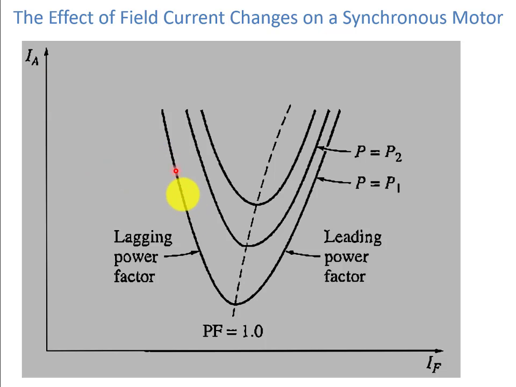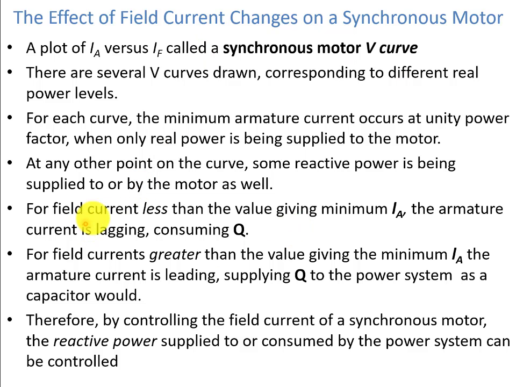So if we have this lagging power factor and we are increasing this IF, we can see here that IA is decreasing until we reach unity power factor. At unity power factor we will have the minimum IA, and then it will start increasing as IF is increased towards the leading power factor. So for field current less than the value giving minimum IA, the armature current is lagging, consuming Q. For field currents greater than the value giving the minimum IA, the armature current is leading, supplying Q to the power system as a capacitor would.